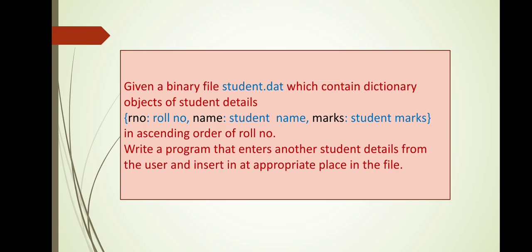So here you are given a file student.dat which contains the records in ascending order of roll number. Now you are going to take a record from the user and place that record at the proper place in the file so that the sorting order of the file is not disturbed.